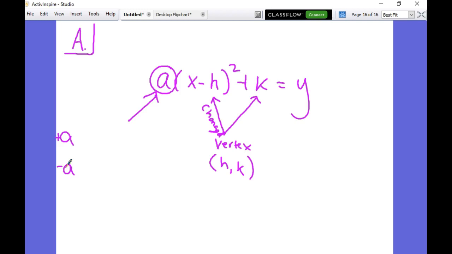So same thing applies here. When A is a negative number, you're going to have a sad face parabola. When A is a positive number, it's going to be a happy face. Okay?